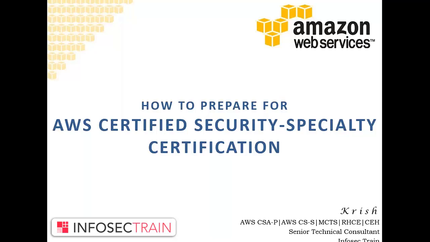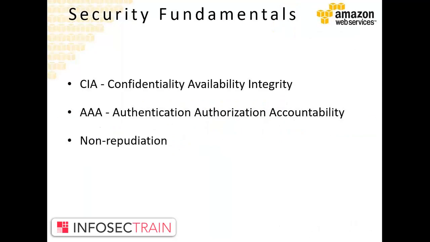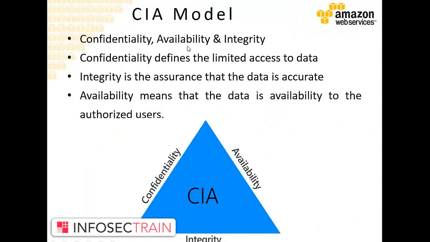The next thing, the first factor we have to consider from the security perspective, is the CIA. These are the three factors we consider when we talk about security. We call it the CIA triad or CIA model. CIA stands for confidentiality, integrity, and availability. These are the three main factors we consider when we talk about security.